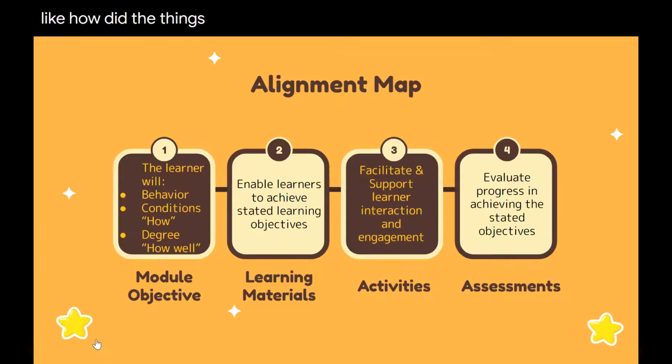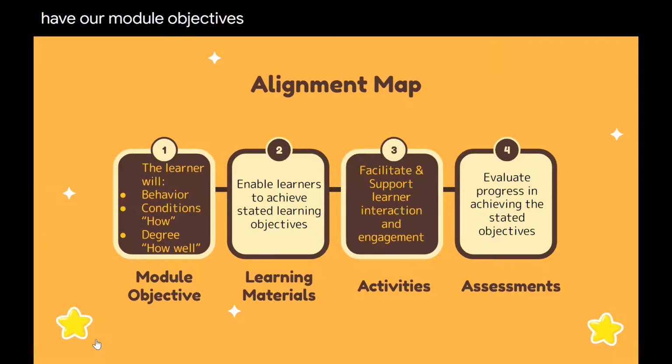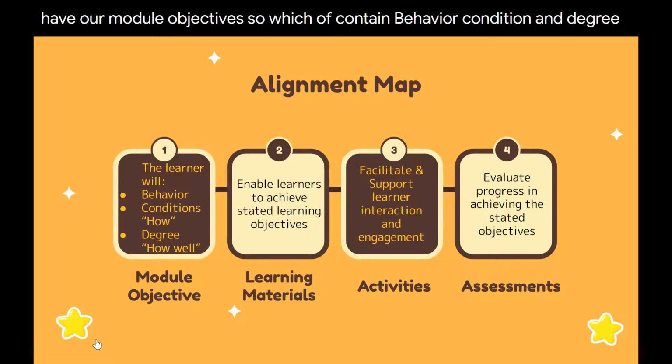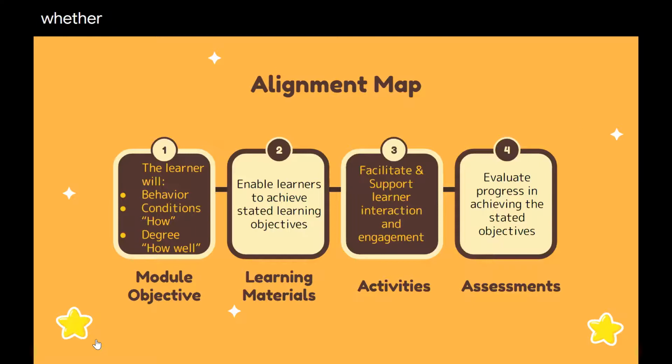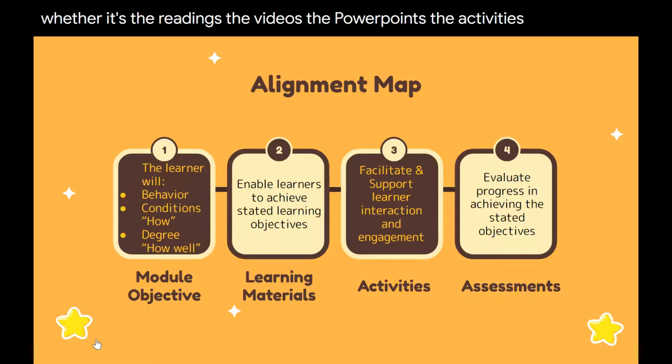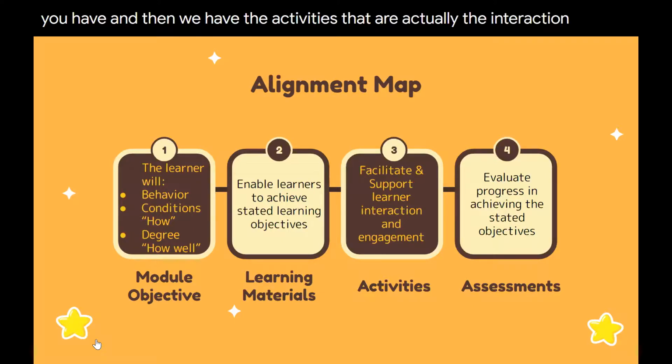How do the things in your course line up? Why do students want to see this? Because it gives them the answer to the question of, why am I doing this? So we have our module objectives, which contain behavior, condition, and degree. Then we have the learning materials that support that objective. So whatever it is, whether it's the readings, the videos, the PowerPoints, the activities, whatever it is you have. And then we have the activities that are actually the interaction with the learner.